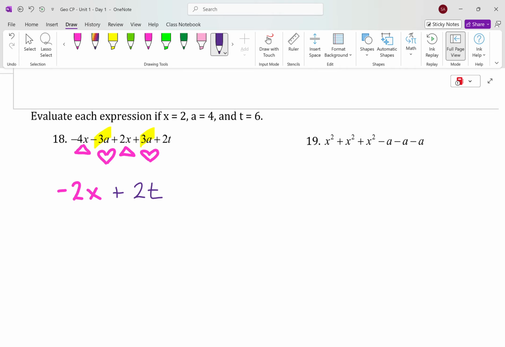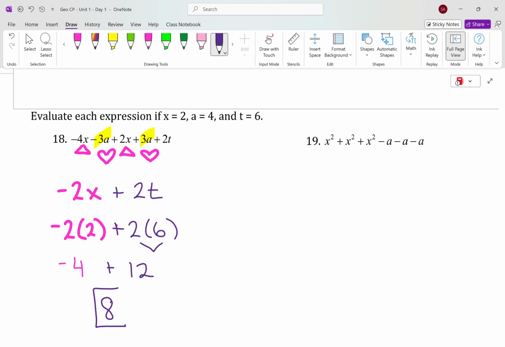So at the very top, it says x is 2 and t is 6. So we're going to have a negative 2 times 2 plus 2 times 6. And according to PEMDAS, we have to multiply before we add. So negative 2 times 2 is a negative 4. And then 2 times 6 is a positive 12. Now we got to remember our sign rules. When we're adding a negative 4 and a positive 12, that's going to give us a positive 8 because 12 is bigger than 4.